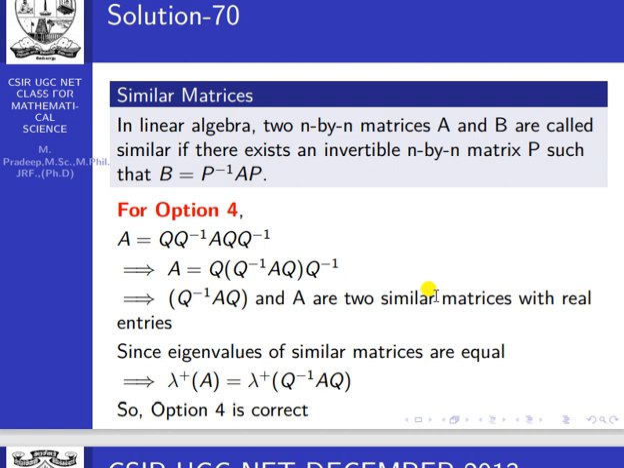Another well-familiar result on similar matrices: eigenvalues of similar matrices are equal. From this, the number of positive eigenvalues of A equals the number of positive eigenvalues of Q inverse AQ. So option 4 is correct.